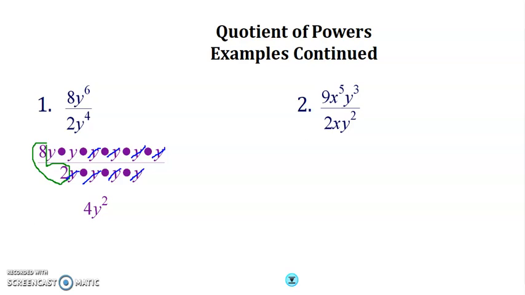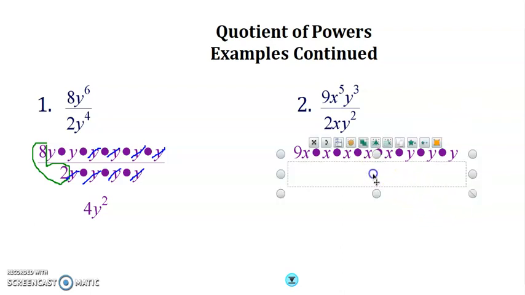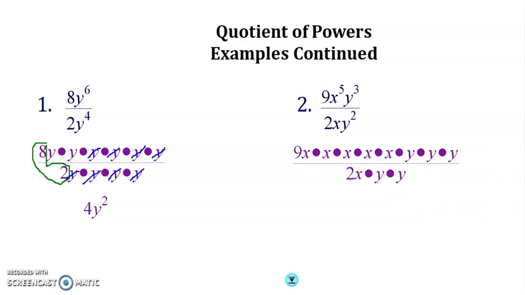Now if we look at the second example, we have 9x times x times x times x times x times y times y times y in the numerator. As you can see, it's getting a little bit messier. And in the denominator, we have 2 times x times y times y. And now if we go through, we have 9 in the numerator divided by 2 in the denominator. But 9 divided by 2 does not simplify to a whole number, so we're actually just going to leave that. That does not simplify at all.